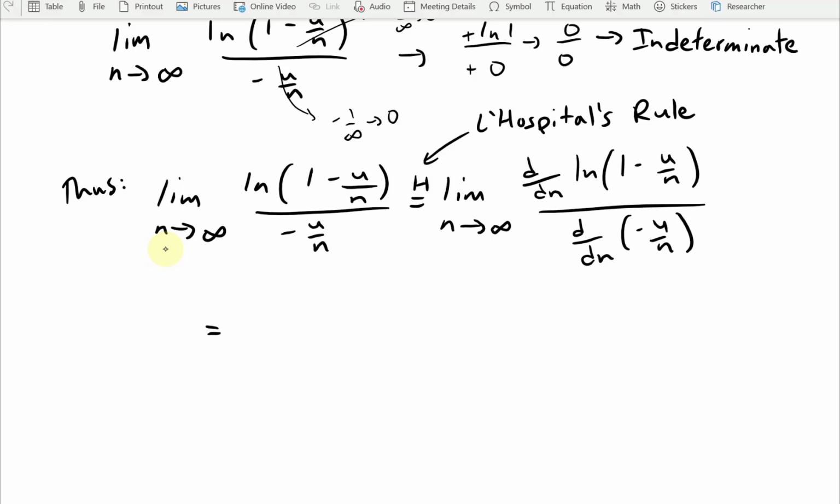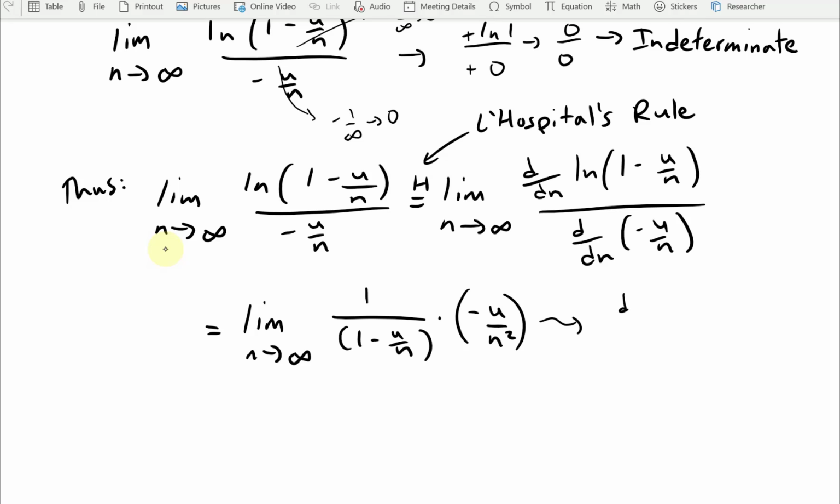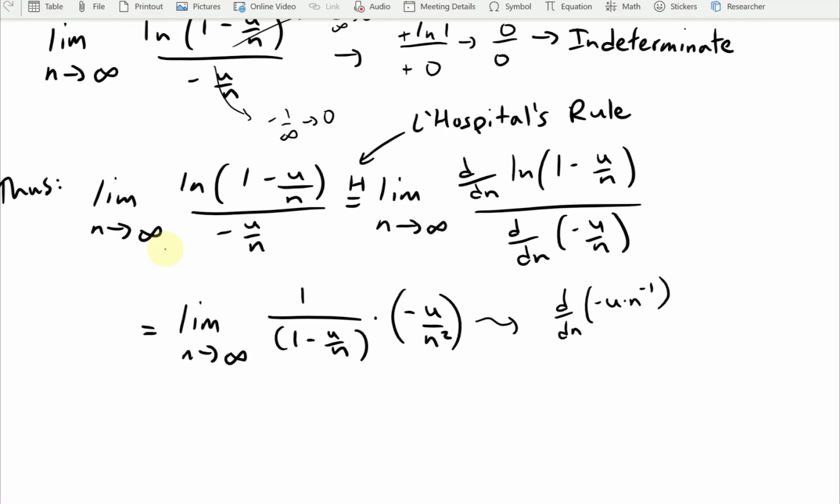And now this equals the limit as n approaches infinity, and then ln, remember, the derivative of ln is going to be 1 divided by the argument. So you can write this as 1 divided by 1 minus u over n, and then using the chain rule, times the derivative of the inside. Now this is negative u over n squared, and that's because we already know that d over dn of negative u n to the negative 1 is, as before, we already did this derivative, the negative exponent goes down, so this equals plus u n to the negative 2, which becomes u over n squared, like that.